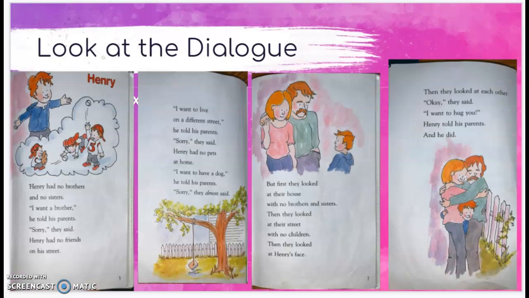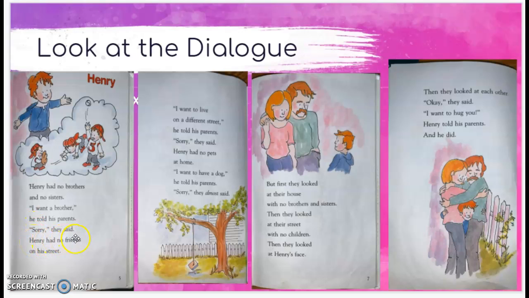Let's look at the example in this book. It says, "Henry had no brothers and no sisters." You see the quotation marks right here? "I want a brother," he told his parents. So Henry said these words, "I want a brother." And he used these quotation marks to show that he's speaking.